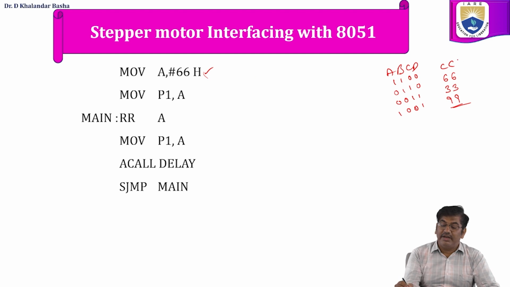So first we will load any one of these patterns into the accumulator by using the instruction MOV A, #some pattern, either CCH or 66H or 33H or 99H. As the stepper motor is connected to port 1, the accumulator contents will be moved to port 1. For generating the next pattern, we are going to rotate towards the right side, clockwise rotation. For this, we are going to use RRA.